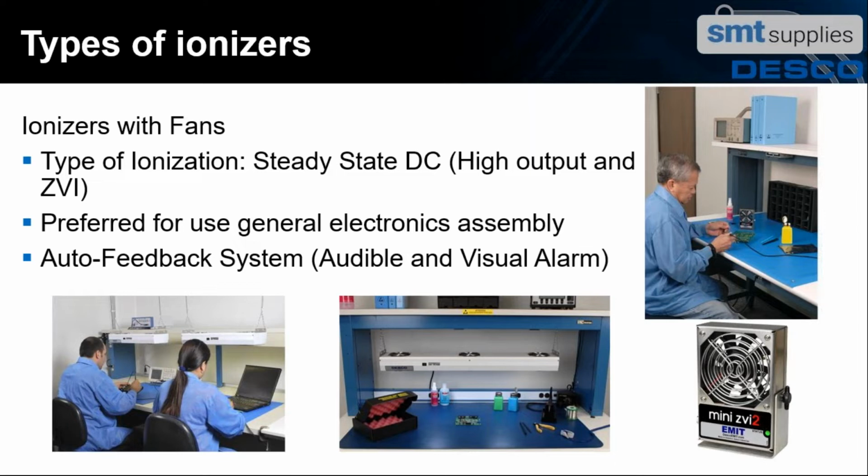Okay, so DC ionizers have the ability to alarm if there's a catastrophic event. The way that's measured is the input voltage into the ionizer. It uses 110 volts. If it drops to 85, which would produce much fewer ions, the ionizer will alarm. So that's what that auto feedback system is about, an audio and visual alarm.